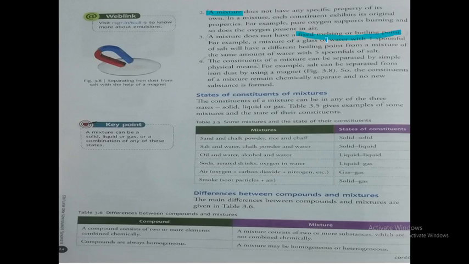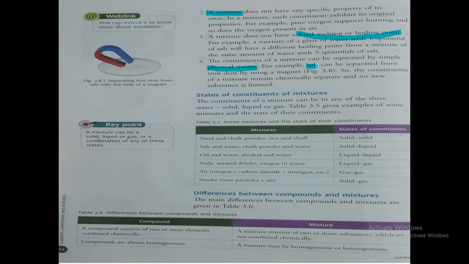So there will be a difference between the boiling point of both the mixtures. Therefore, they do not have a fixed melting point; it depends upon the constituents which are added in that mixture. Okay. Now, the fourth point is that the constituents of mixtures can be separated by physical means. They can be separated, as I have told you. You can use filtration, distillation, sublimation, and all other physical methods.